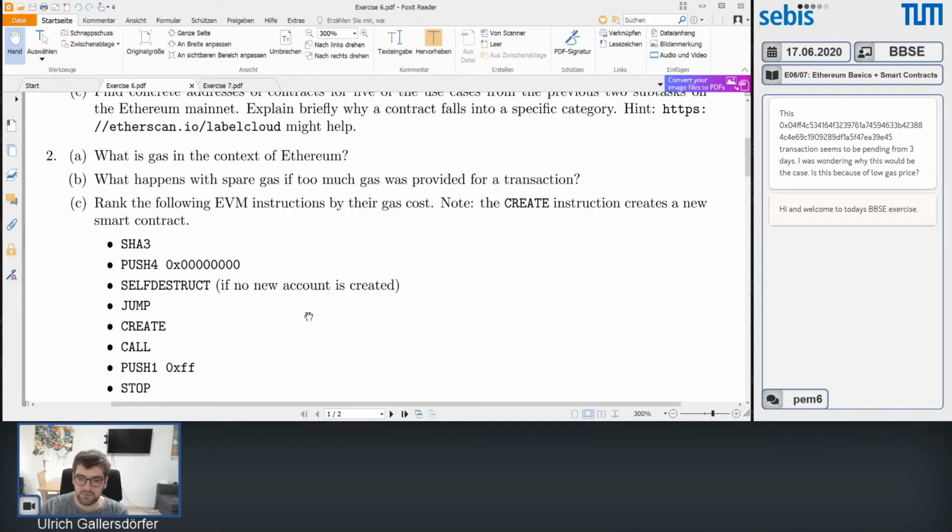So to continue, B: what happens with the spare gas if too much gas was provided for a transaction? Every gas that is not being used, every GWei that is not used, is basically refunded to the sender of the transaction, and it's not touched. So you only pay what you need.